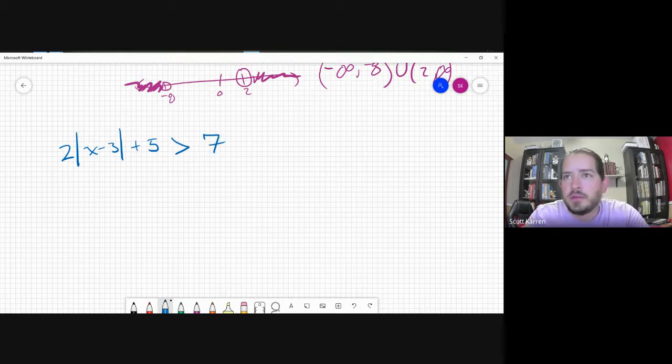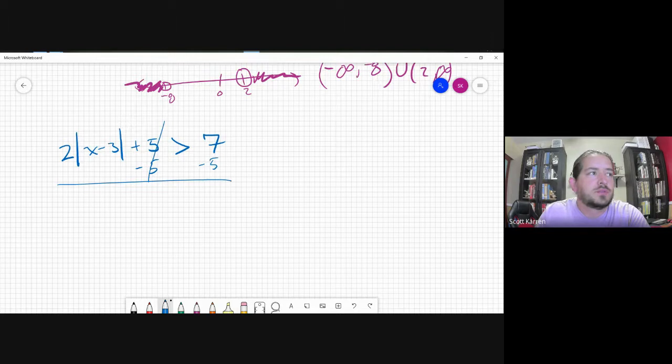Okay. So this one here, once again, very much like the equalities, I want to isolate that absolute value. So I'm going to subtract 5 from both sides because I can. It gets rid of that. This leaves me with 2 times the absolute value of x minus 3. This is now greater than 2, and I can divide each side by 2. That gets rid of the factor in front and isolates my x minus 3 in the absolute value.